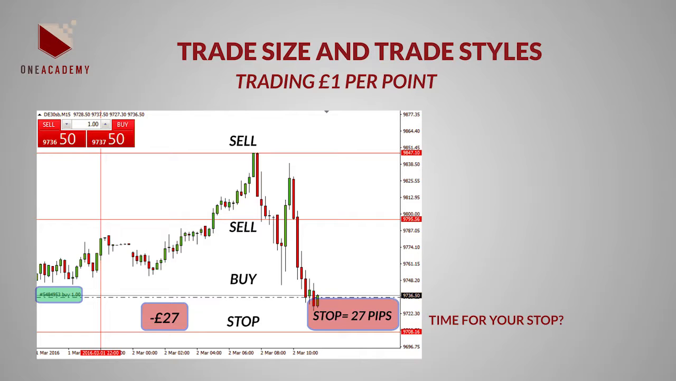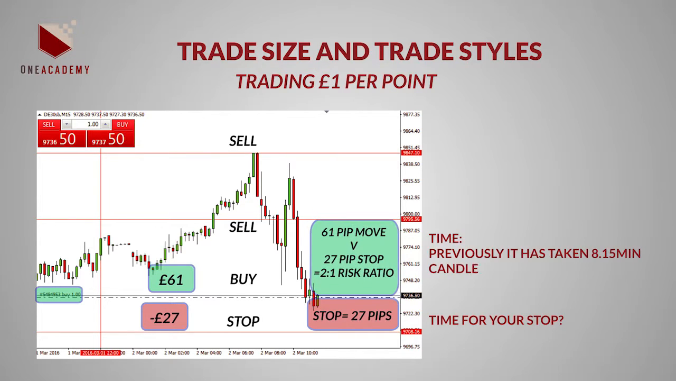On the upside, we want to sell our long or buy trade at 9795.56. This is a 61 pip profit and therefore makes us £61. Versus our £27 risk, this is a risk-reward ratio, to put it simply, of around 2 to 1. We're looking to make double what we risk, and this sounds roundabout right. Note that it has previously taken 8 15-minute candles to bounce between these levels. That means 2 hours.